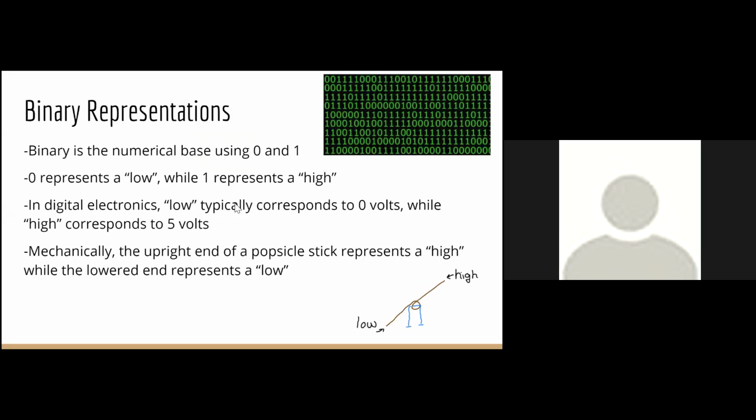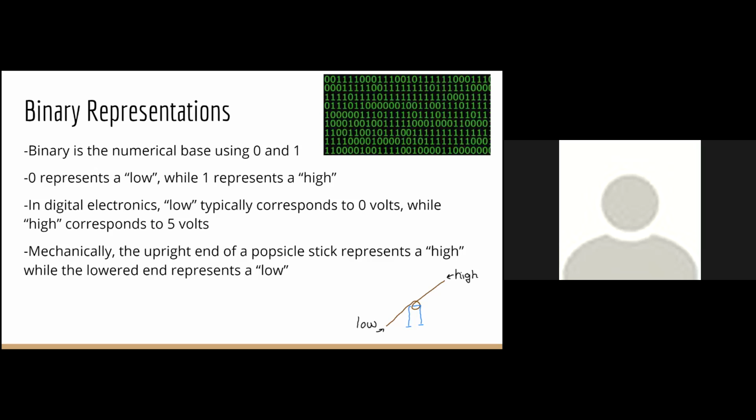Okay, binary representation. Binary is a numerical base using 0 and 1. It's used for computers. Zeros represent a low and ones represent a high. In digital electronics, we would call the low 0 volts typically, and the high would correspond to 5 volts. So if you wanted to make these logic gates out of diodes and transistors, that's how you would read the zeros and ones.